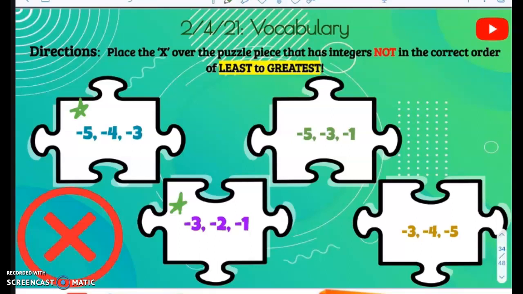-5, and then -3, and then -1. Yep, we're going to start all the way towards the left of 0, getting closer to 0 as we go. And -3, -4, -5. Oh no, so we're starting at -3.